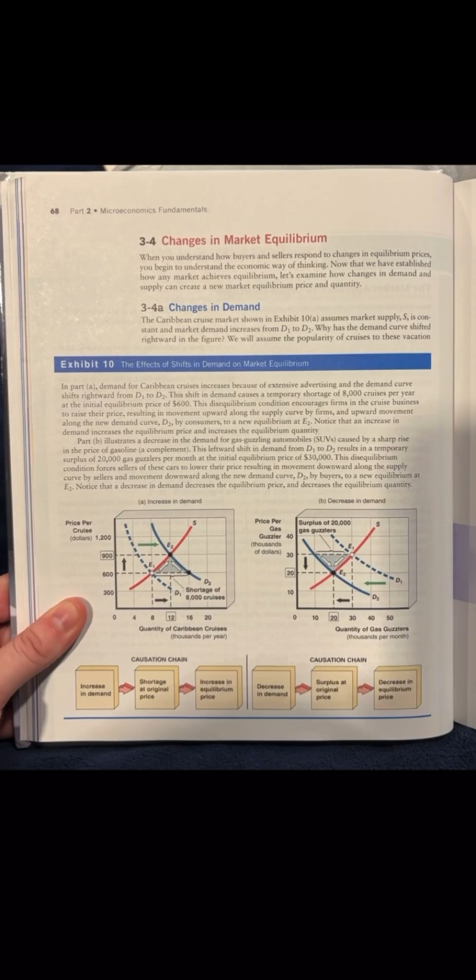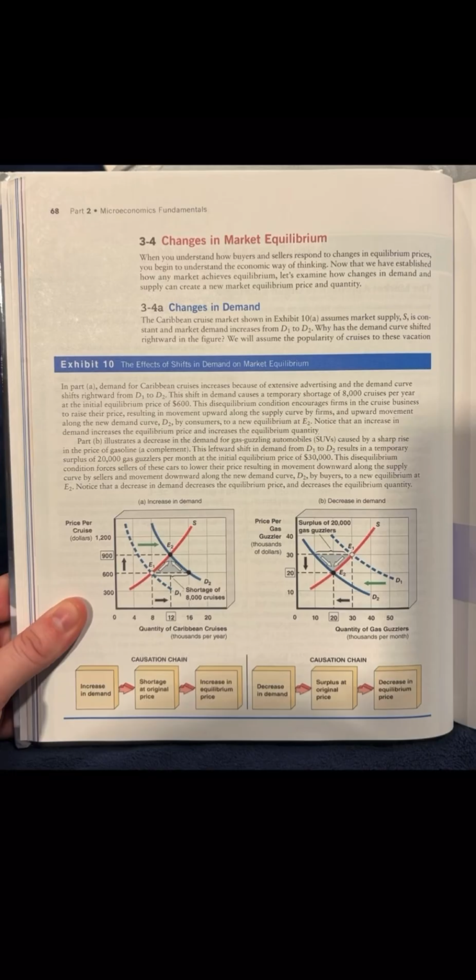This leftward shift in demand from D1 to D2 resulted in a temporary surplus of 20,000 gas guzzlers per month at the additional equilibrium price of $30,000. This disequilibrium condition forces sellers of these cars to lower their prices, resulting in the movement downward along the supply curve by sellers and movement downward along the new demand curve D2 by buyers to a new equilibrium at E2. Notice that the decrease in demand decreases the equilibrium price and decreases the equilibrium quantity.